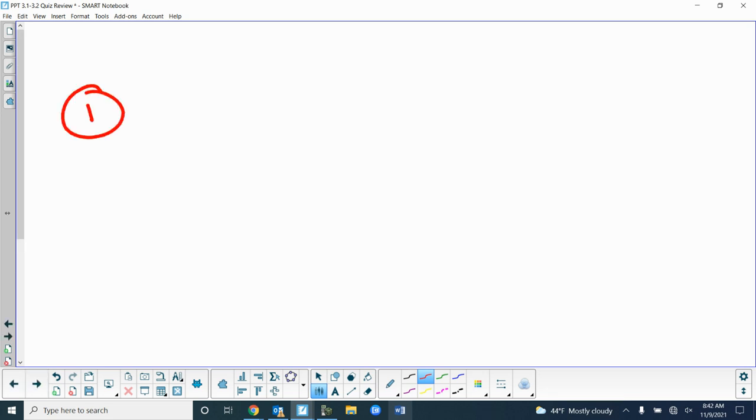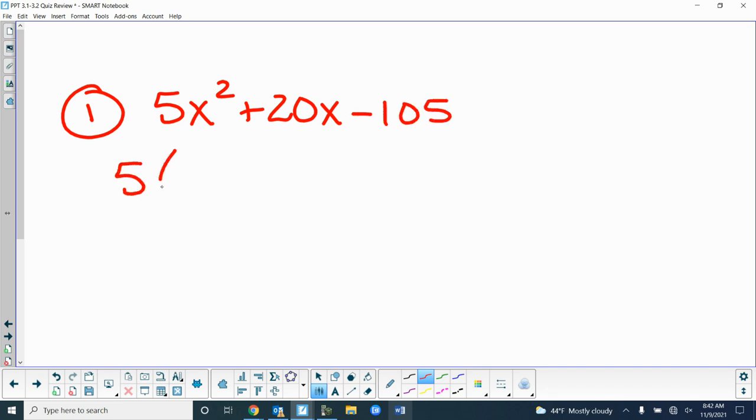So number 1, is there a GCF? Yes. What is it? Come on, let's pay attention. So we divide 5 into all 3 of those and get x squared plus 4x minus 21. Okay? This has got 3 terms. It's a trinomial. Is that a positive perfect square, that negative 21? No, so it's a regular trinomial, right?